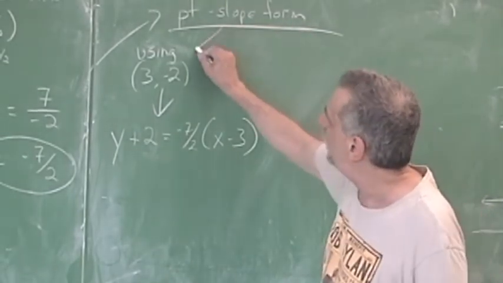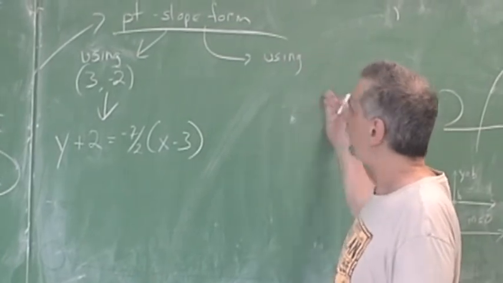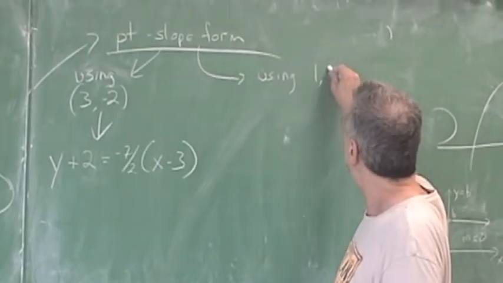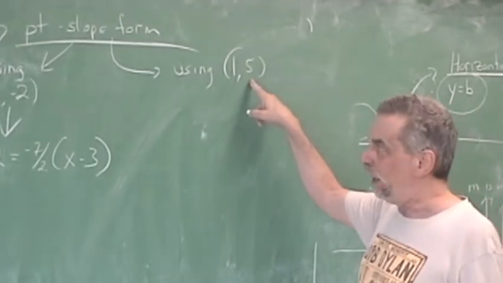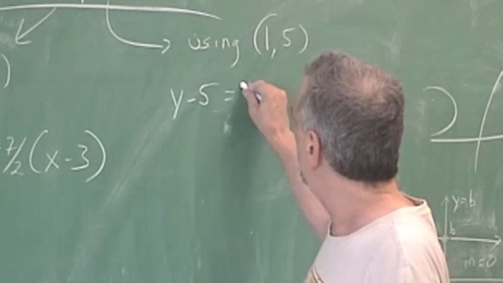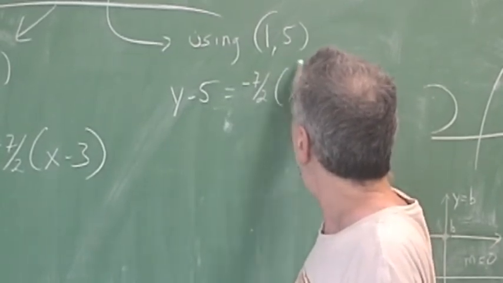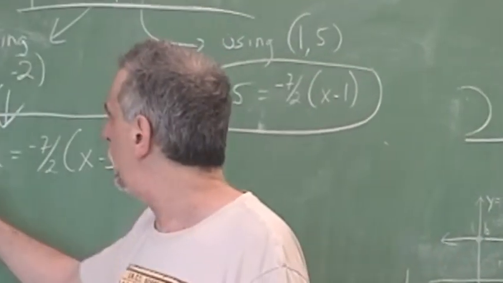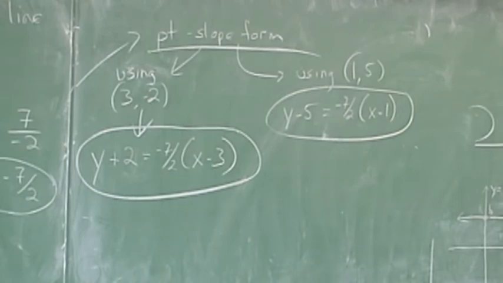If we go over here and use the other point, 1, 5, then this is going to be your x1 and that's going to be your y1. So now we get y minus y1, the slope is the same, and then x minus 1. So either one of these is good for point slope form.